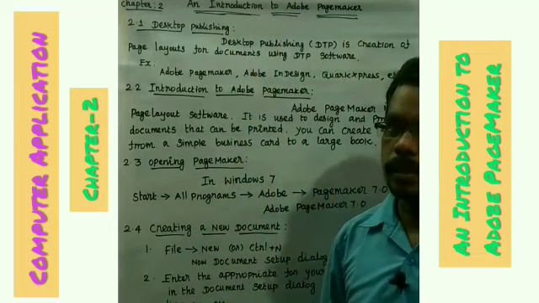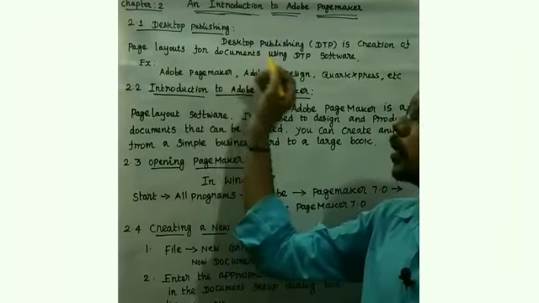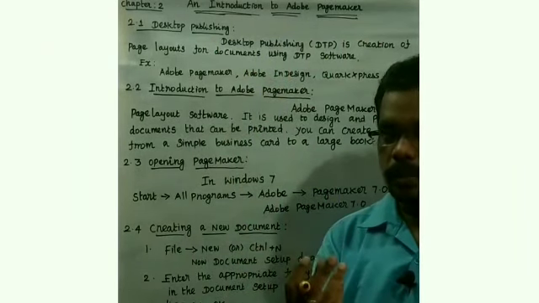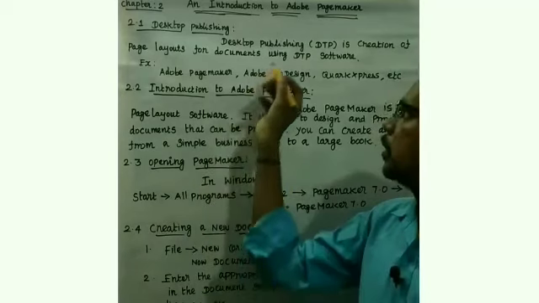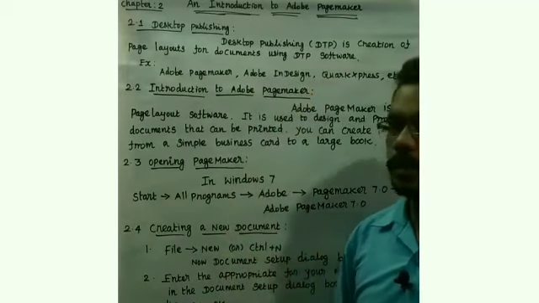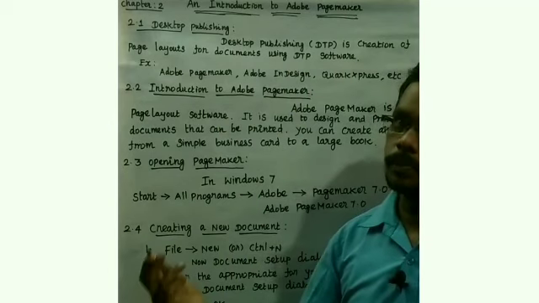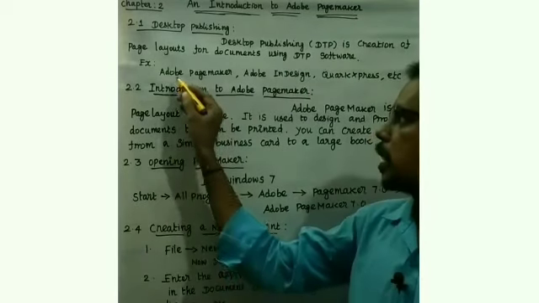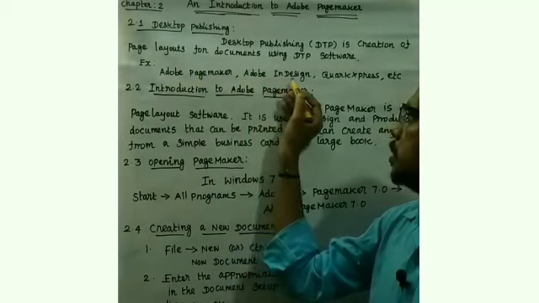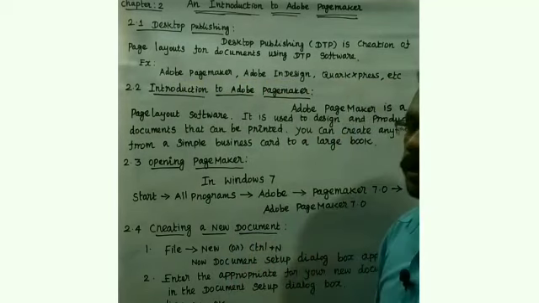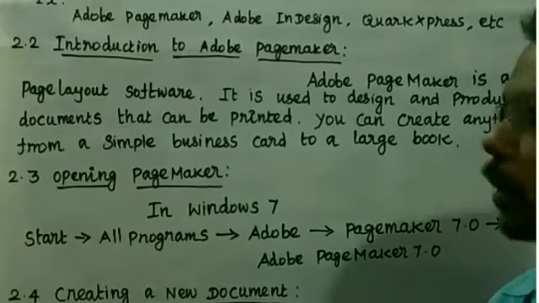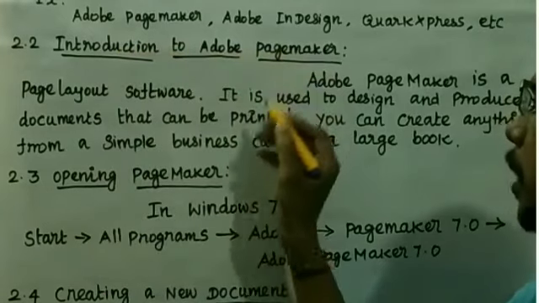Page layout means a designing format for documents. Document means maybe a single page or more than one page, using DTP software. DTP software has many types, but in the market the most popular available software are Adobe PageMaker, Adobe InDesign, and Quark Express.